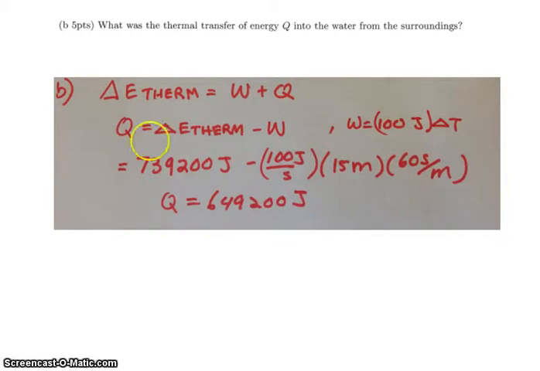The next question says, what was the thermal transfer of energy Q into the water from the surroundings? So we're going to use this equation, delta E thermal is equal to W plus Q. And the mistake that I made in my exam was that I used delta K instead of W. And I said delta K equals 0, which is completely wrong.